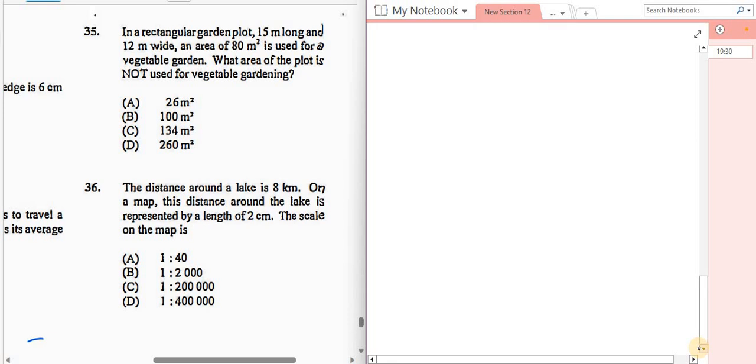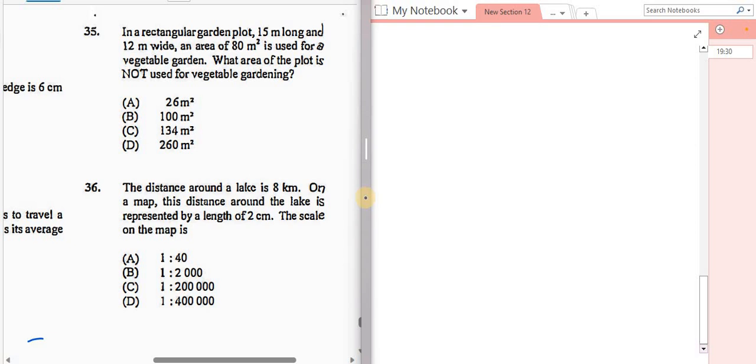36 then. What it says here, a distance around a lake is 8, right? Around the lake. What's the distance around the lake? Going around this lake, what's the distance? 8 kilometers, right? But realize distance around the circle is what? What's the length or distance around a circle? We call it circumference. How do we find the circumference? 2 pi r. It's going to be on the formula sheet in the multiple choice exam.